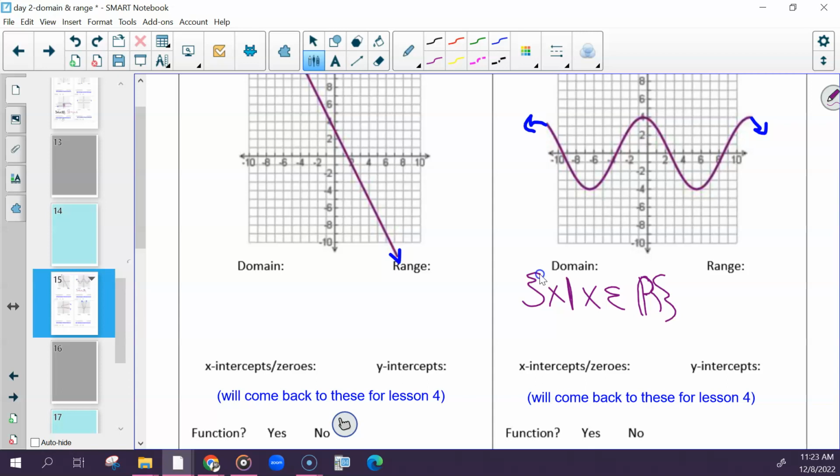Our range, what would that be? Do we have lowest and highest points? Do we have arrows? Does this keep going down and keep going up? Alex? 4 is the highest, yes.